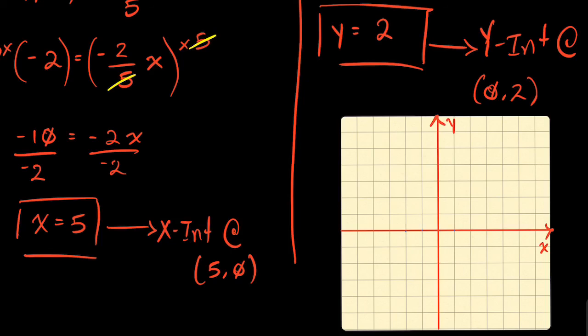We have +1, 2, 3, 4, 5. And over here we had 0, 2. So 0 and then +2. 0, 1, 2. And we just have to connect those 2 points. And we're off to the races.